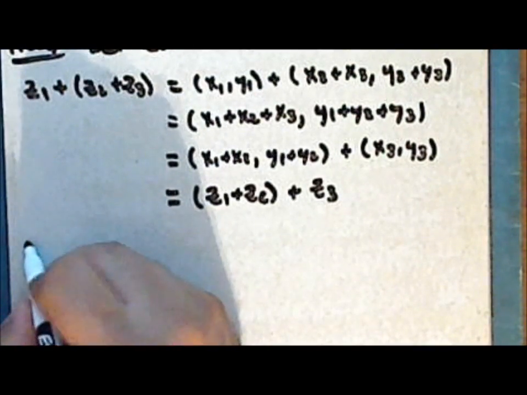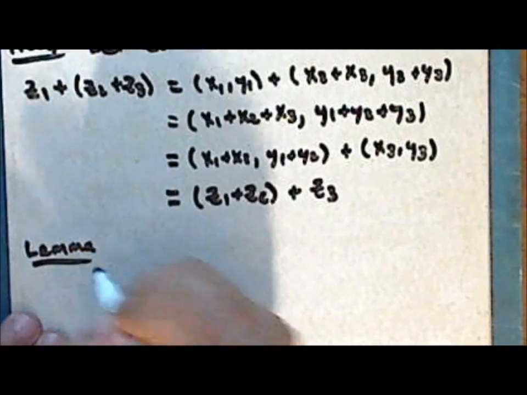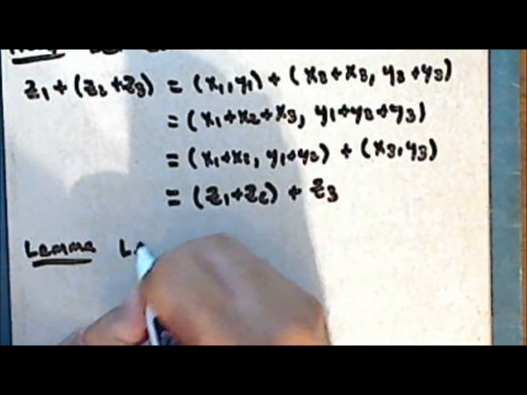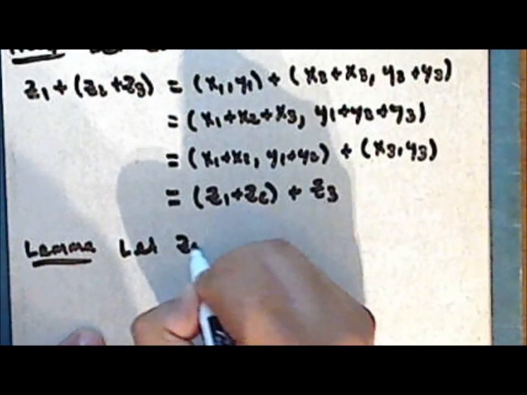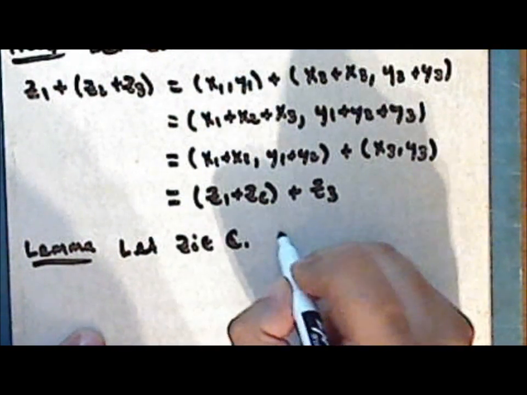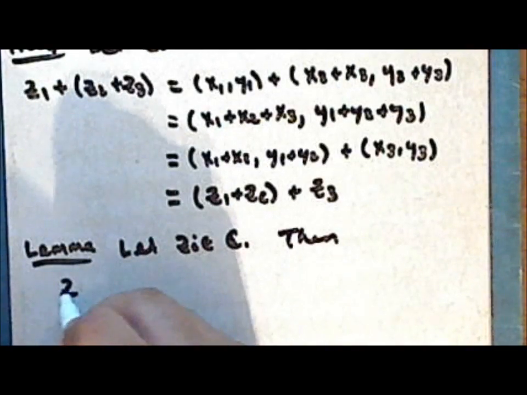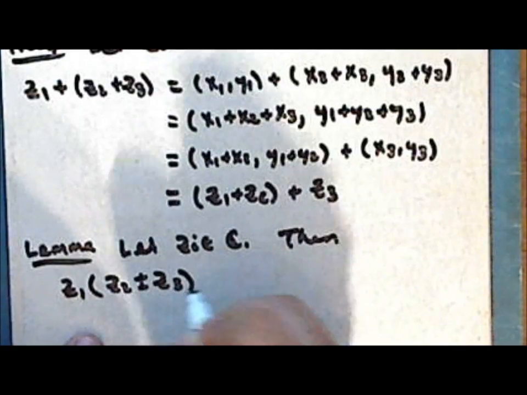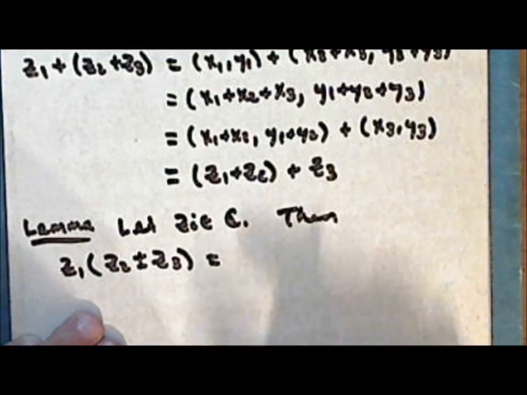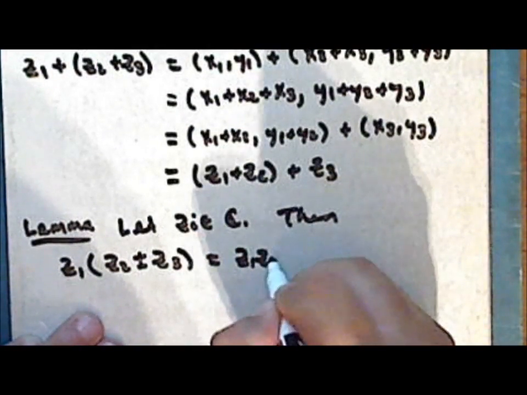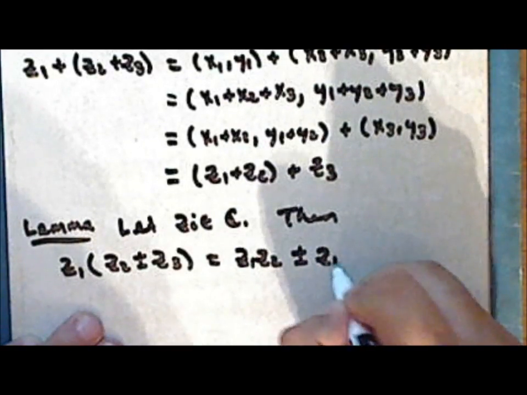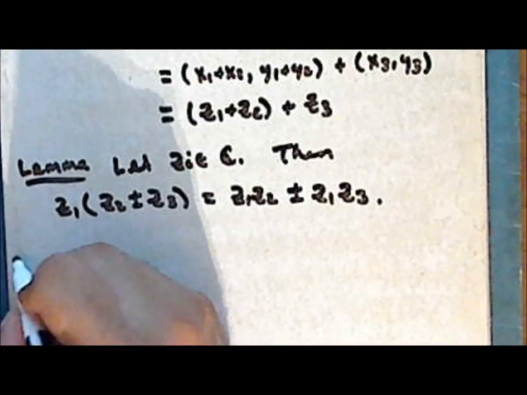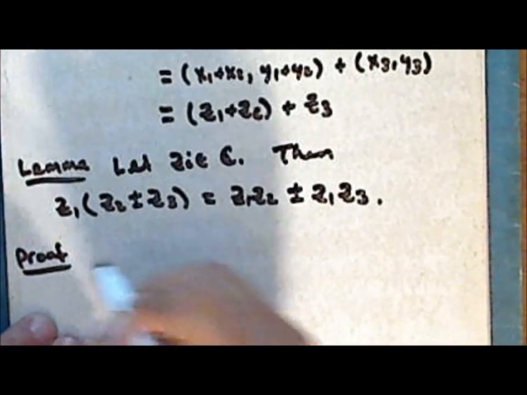So next, we will show that the distributive law holds for the complex numbers. So let z sub i be a complex number. Then z sub 1 times the sum or difference of z2 and z3 is the sum or difference of products, z1 times z2 plus or minus z1 times z3. So proof.